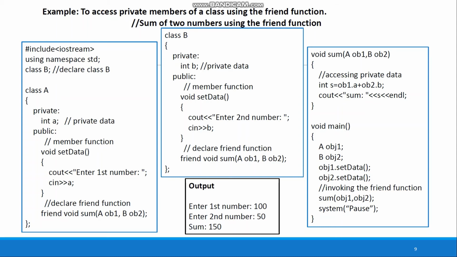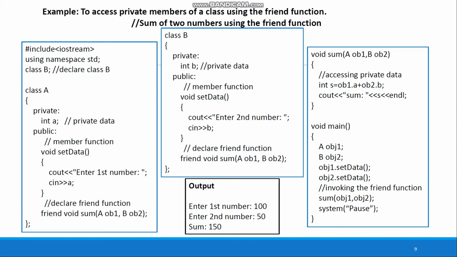Now we call the definition of the function. Inside the main body, we declare the object for class A, which is obj1, and for class B, which is obj2. Now obj1 dot set data just calls the definition inside the class A. obj2 dot set data just calls the definition inside the class B. Okay, inside the class A we have this definition, where we set the value for A, and with the help of this we set the value of B.